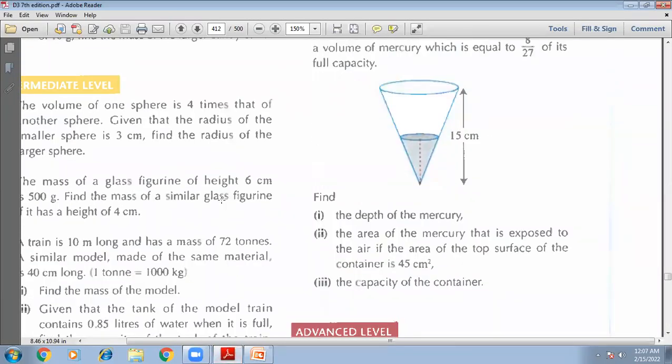Okay, it asks for the area of the mercury that is exposed to the air, if the area of the top surface of the container is 45. The area of the top surface, this surface, is 45. So we want to know what is the area of the mercury that is exposed here. So we want to find out this.